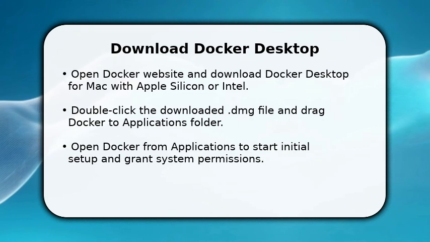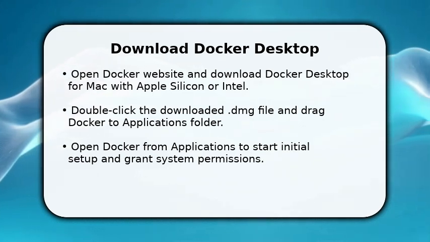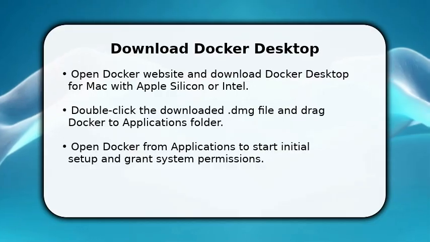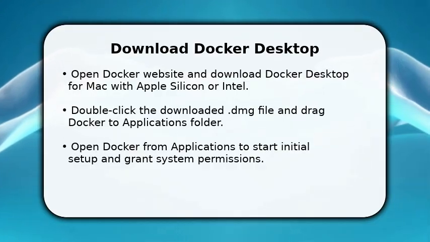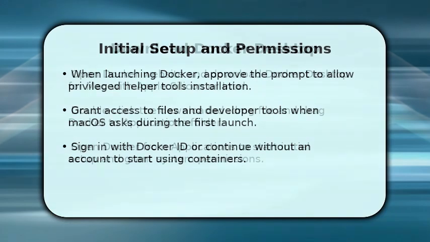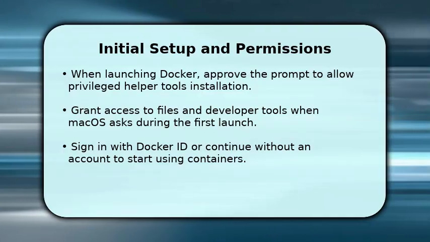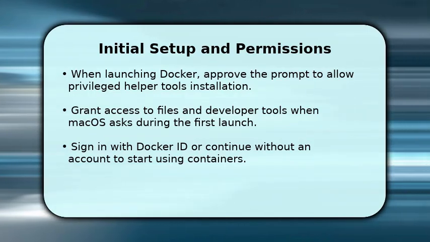Launch Docker from the Applications folder to run the first-time setup sequence. Approve the macOS prompt to install privileged helper tools required by Docker Desktop. If macOS asks for permission to access files, grant that access for volumes and dev tools. You may need to open System Settings to allow kernel extensions or virtualization.